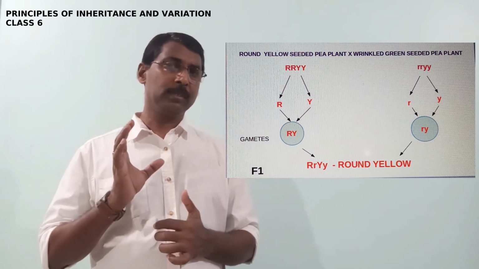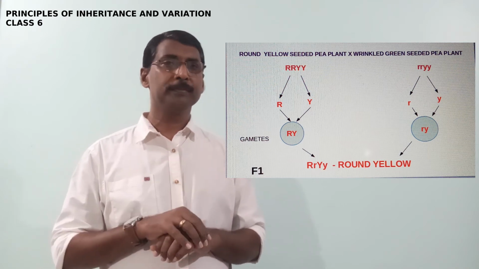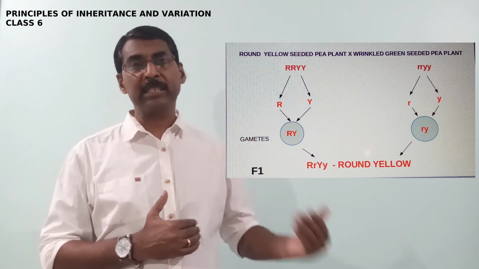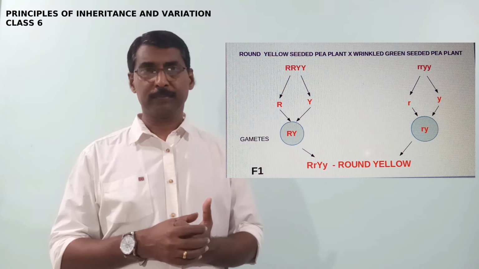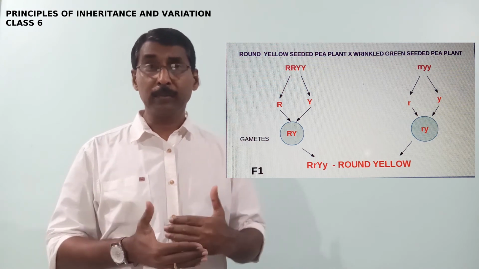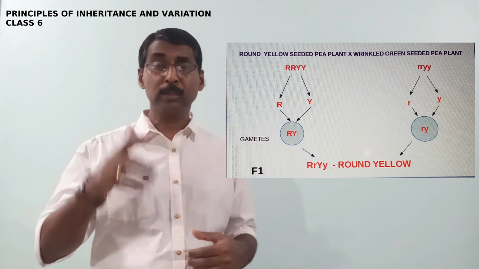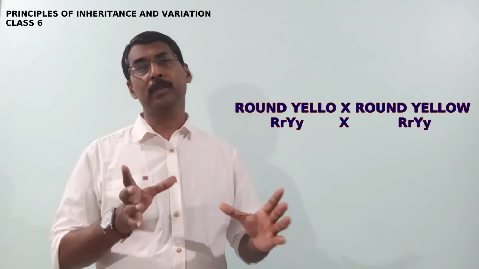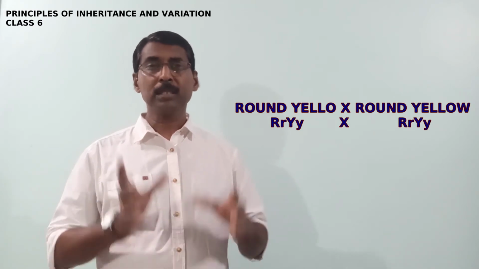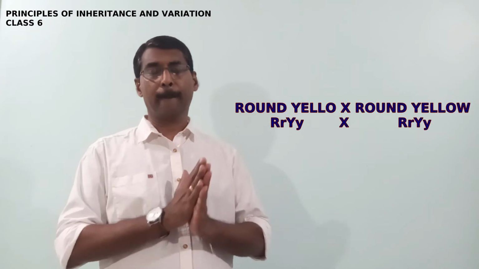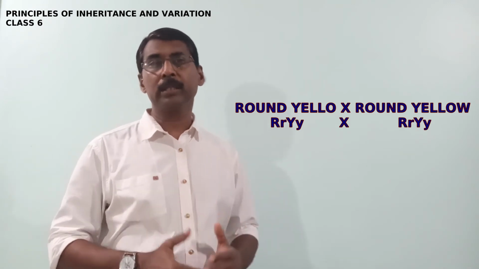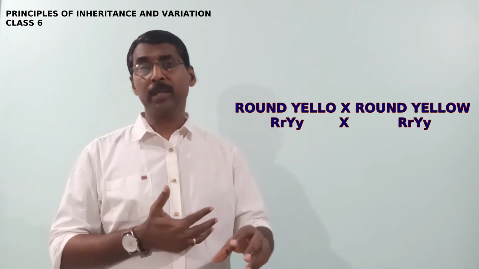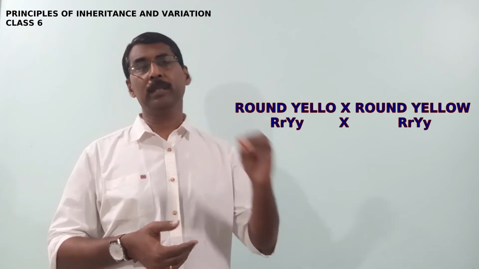Now, as in the case of the monohybrid cross, Mendel here also proceeded to form the next generation, the F2 generation. So what did he do to produce the F2 generation in the case of the monohybrid cross? He self-pollinated the F1 progeny. So here also he did the same thing. He self-pollinated the F1 progeny.